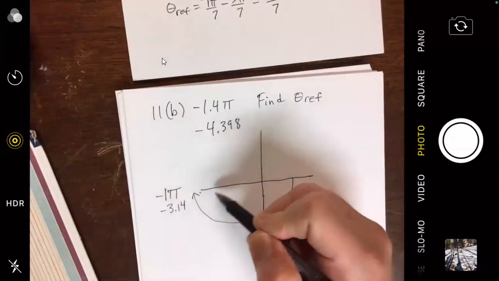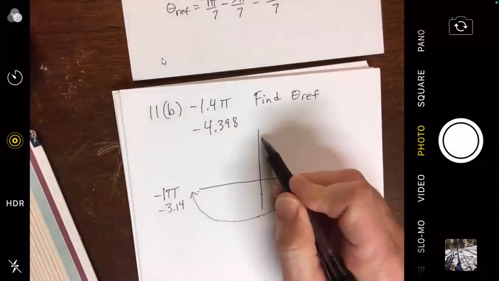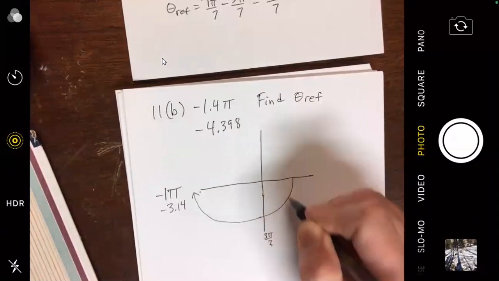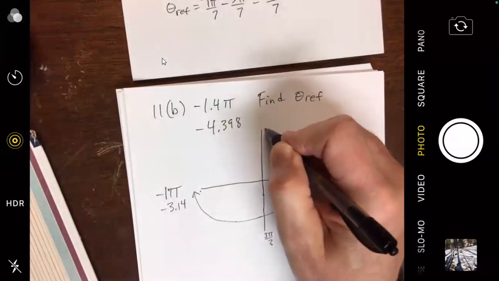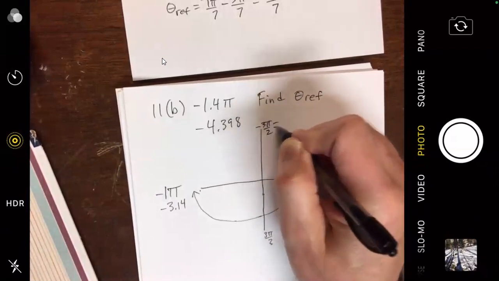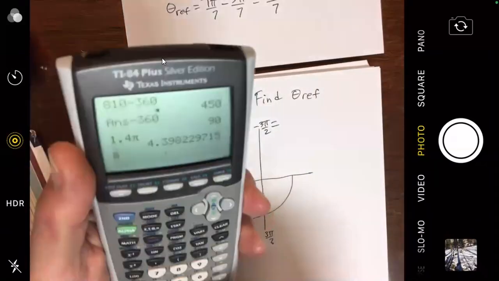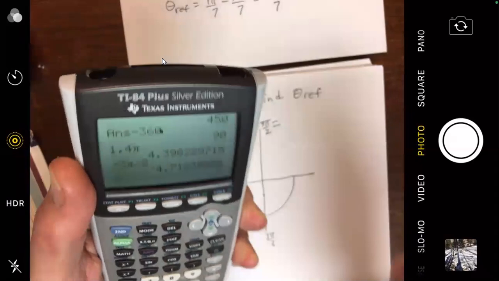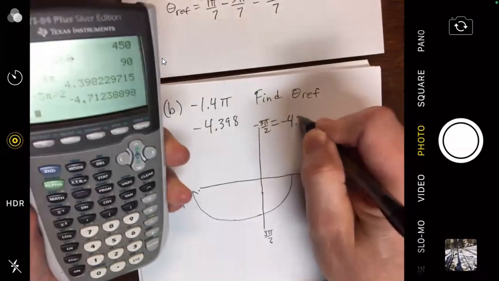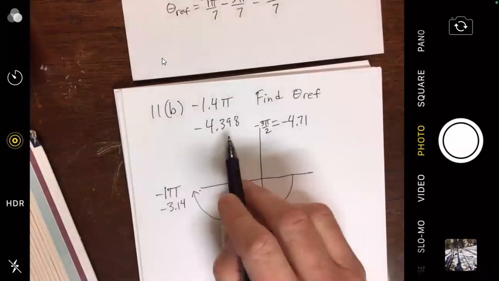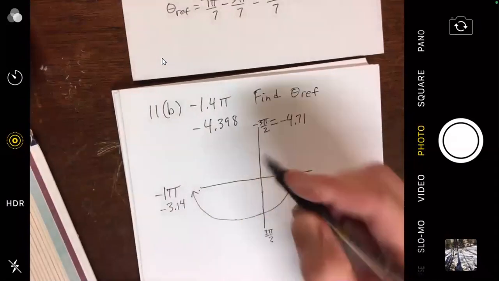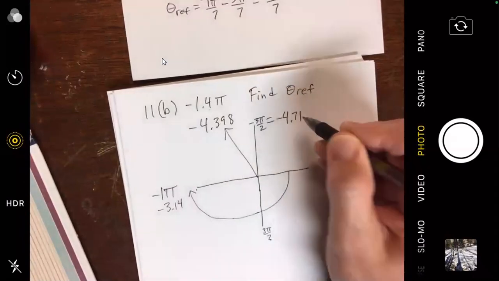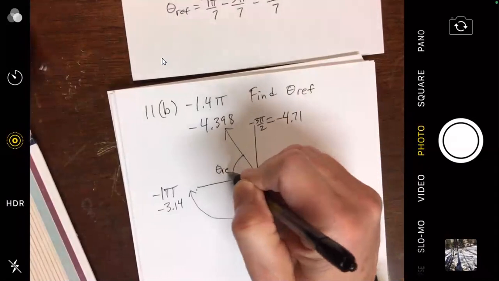See, I'm at negative 1 pi here. Okay, well, how do I know I'm not further on past here? Well, that would be a negative 3. Remember, this is positive 3 pi over 2. So going this direction, you'd be at negative 3 pi over 2. If you want the decimal for that, negative 3 pi divided by 2, negative 4.71. So you would come to negative 4.398 just before hitting that. That is your theta ref.